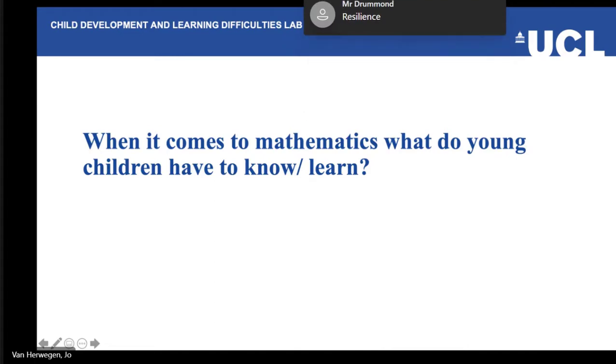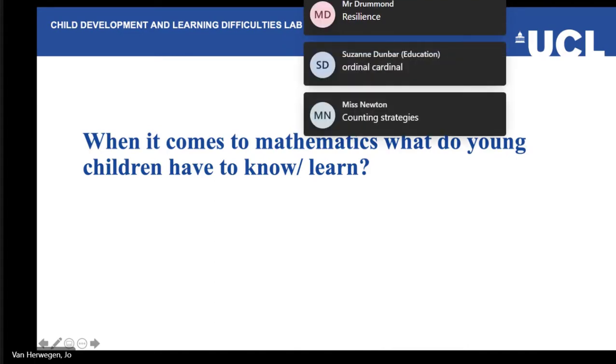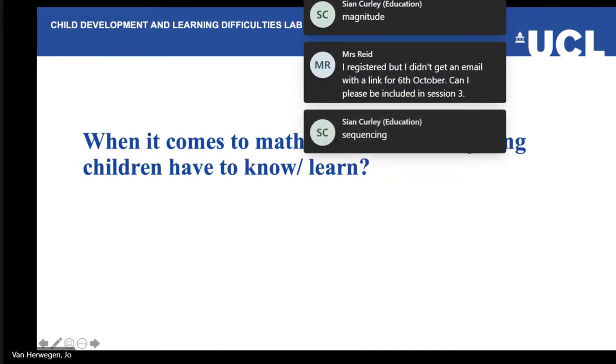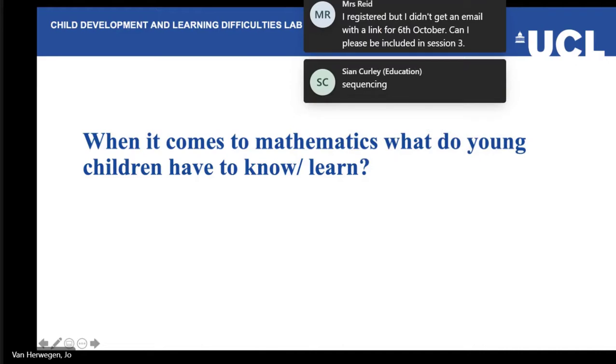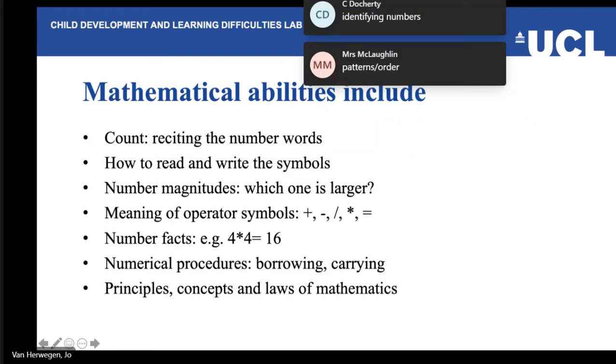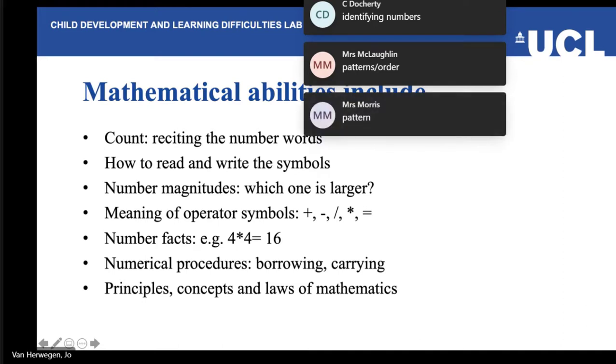So there's lots of things that children need to learn there. The difference between ordinal and cardinal is another very good one. So when I make a list and think of what young children need to learn, we can count around things like this. So counting has been mentioned.